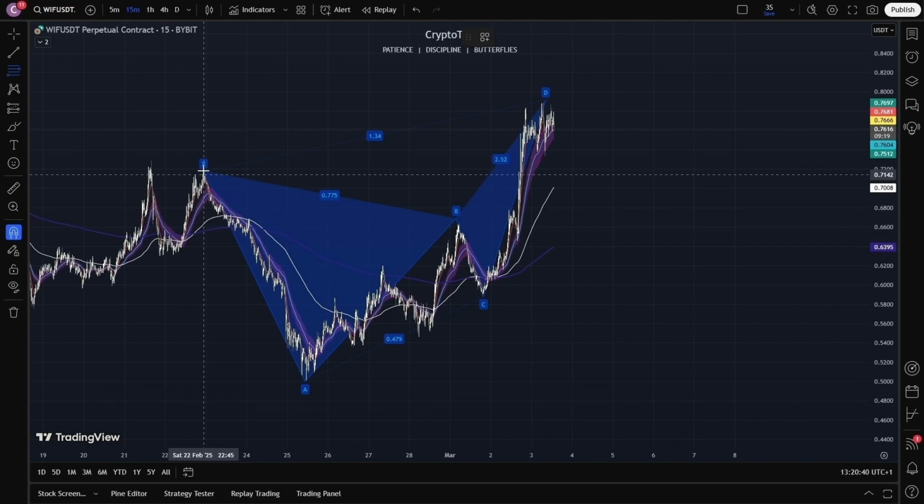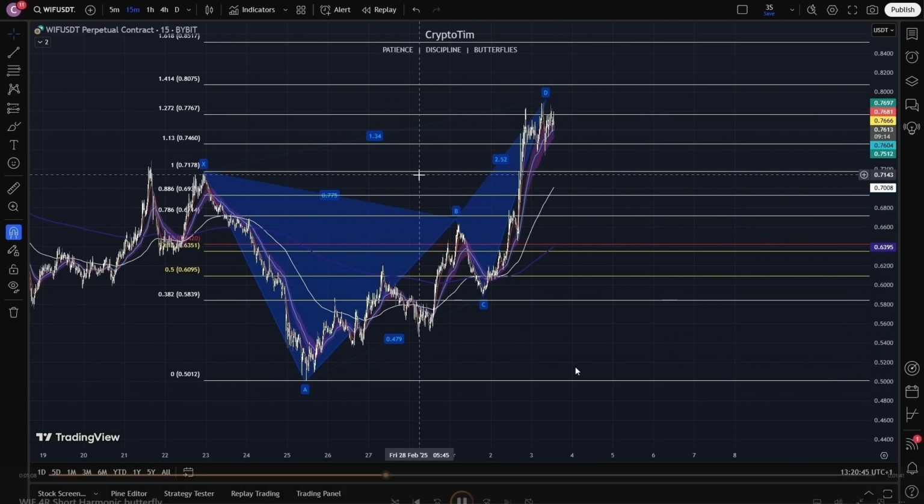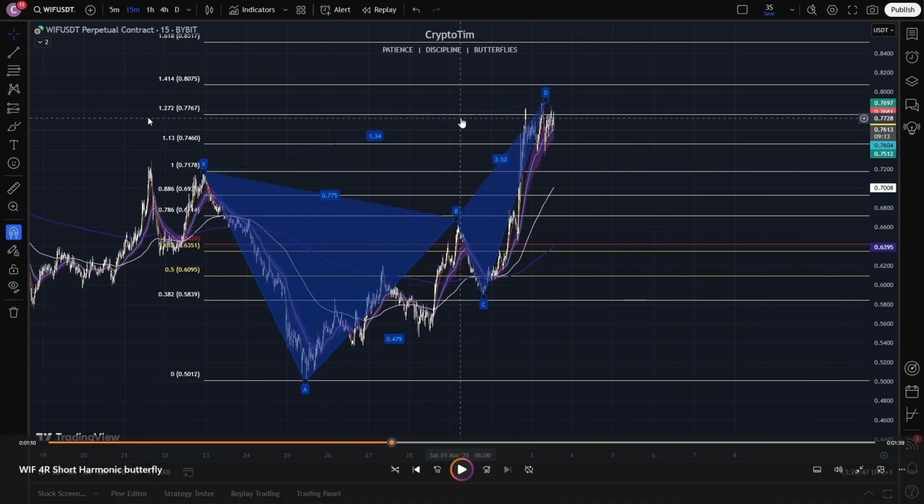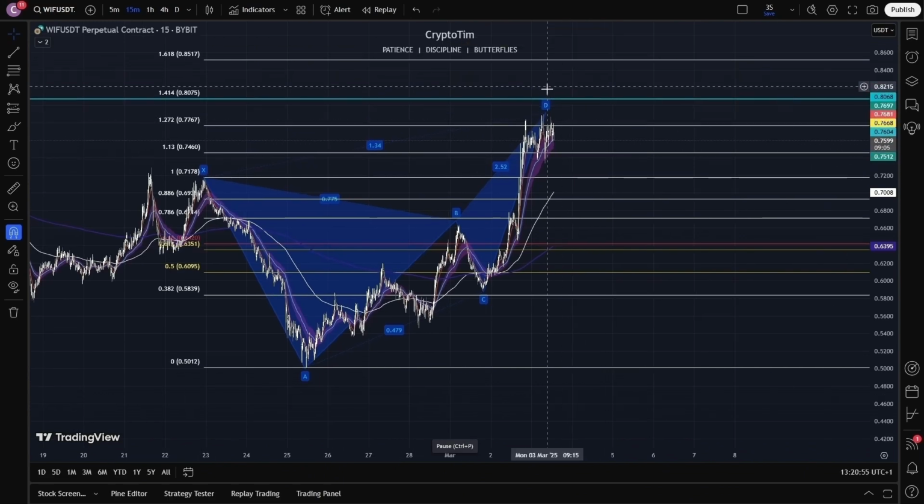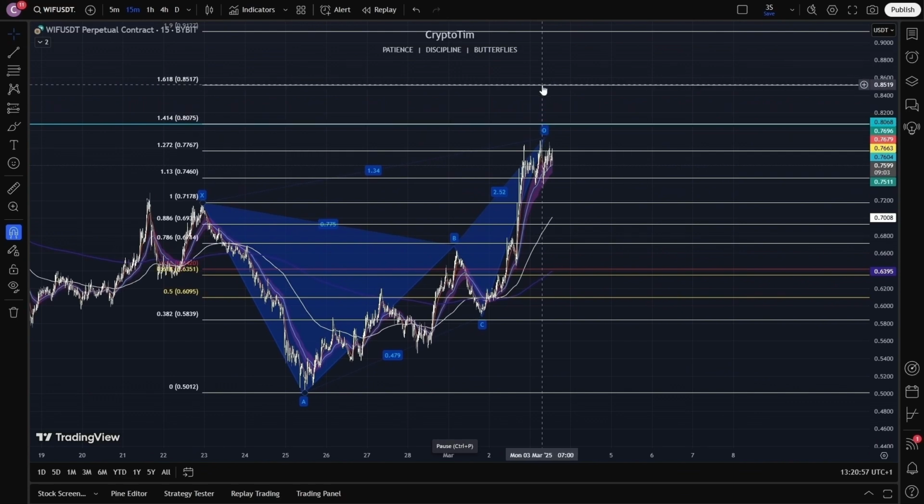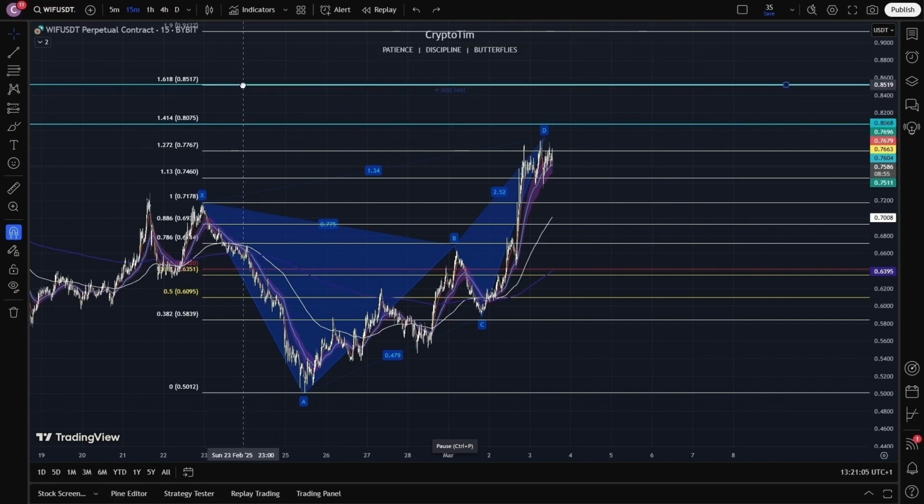Then again, we take our Fib from our X to our A point, so the impulsive move, to check on our D point. The D point needs to be in between the 1.272 and the 1.414. So we could see we reached in there. So we could say this is a valid butterfly pattern. So here I'm drawing out my 1.414 and my 1.618, which we will discuss in a second.